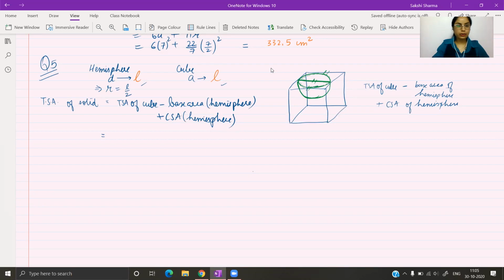So the surface area of cube is given by 6 into edge square, that will be 6 L square, minus the base area of the hemisphere, it will be pi r square, it will be pi times L by 2 squared, then the curved surface area is 2 pi r square, it will be 2 pi times L by 2 squared. You can simplify and obtain the answer for this.